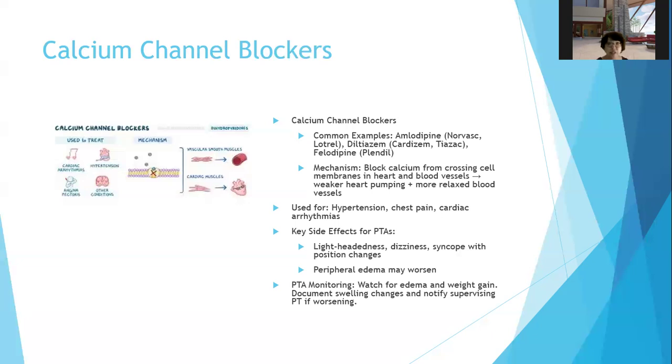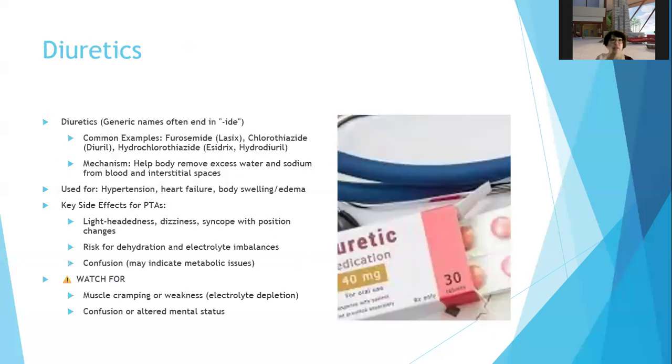Sometimes calcium channel blockers can worsen peripheral edema if somebody has it. So we're going to watch for edema and weight gain. We're going to document swelling changes and notify the supervising PT if it's worsening. How are we going to monitor our swelling? We're going to measure in centimeters and we're going to write it down. So that's important. And we're also going to note whether the edema is pitting or non-pitting, and any other changes they see. And weight gain is a good monitoring thing.